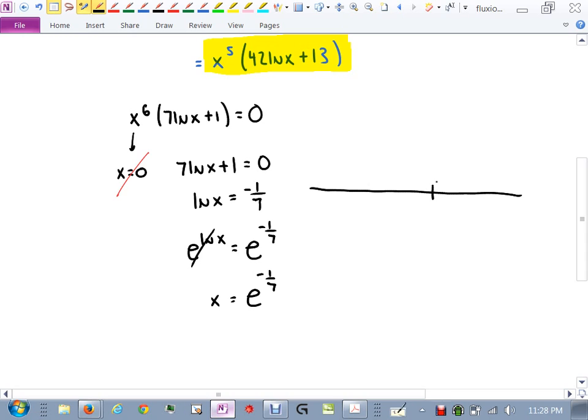I'll go ahead and just grab my calculator real quick. Negative 1 divided by 7. E to that. 0.866 or 0.867, something like that. 0.867, I'll say. Okay, that breaks my number line up into 2 regions. I just need to pick a test point on each side. So why don't I go with 0 and 1?